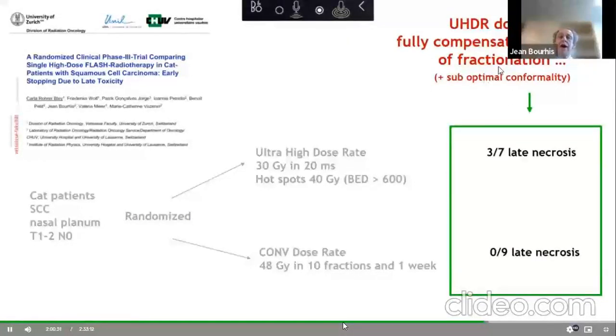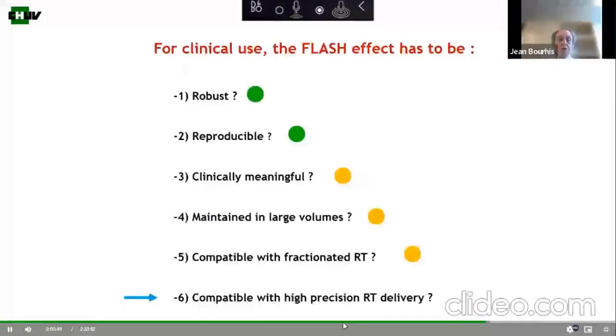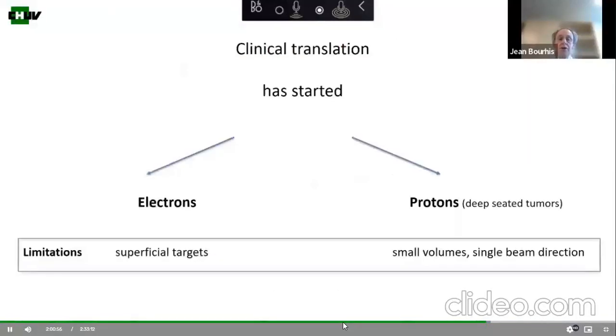That means that ideally, if we want to use flash in the clinic, we should probably try to see whether we can fractionate and obviously keep using optimal conformality while we are treating with flash. So compatible with fractionated radiotherapy, we don't know, but it's a very important issue.